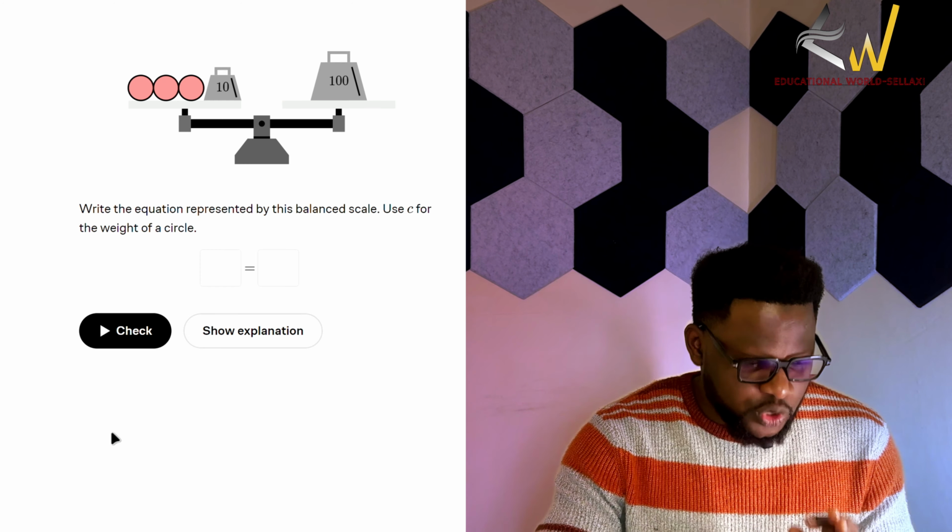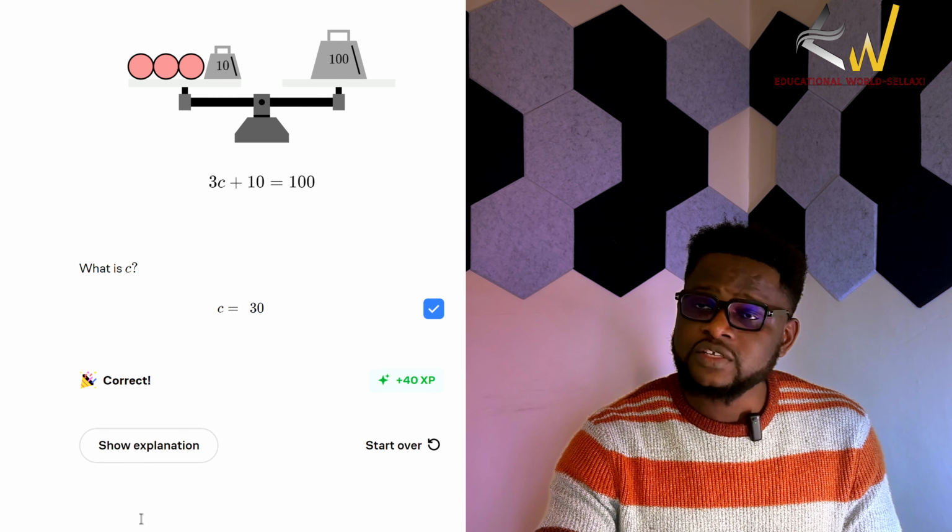Sometimes it takes more than one step to solve an equation. Alright, so what is the solution to this problem? When we take away 10 from the 2 sides of the scale, we will have that 3C is going to give us 90. And if 3C is going to give us 90, that simply means that the value of one circle is going to be 30. So the value of one circle is 30. Alright, so let's check the answer. And that's correct.